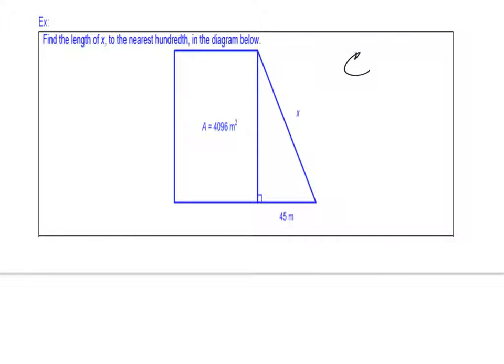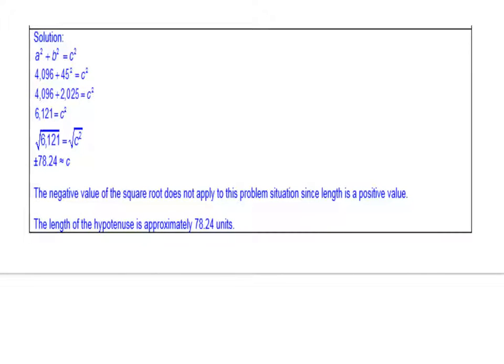And again, they're asking us to find the length of x. So once we square this, 45 times 45, add it to this, then we'll take the square root to get that part. So let's see what the author tells us to do. All right, so this is from the problem that we just did. It says a squared plus b squared is equal to c squared. Notice they did not square 4096 because it said units squared on the other page. Plus 45 squared is equal to c squared.